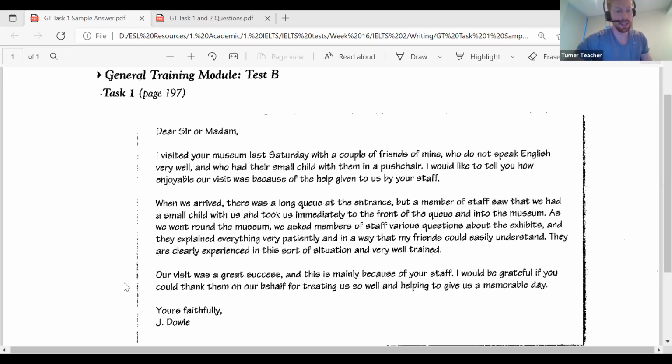Our visit was a great success, and this is mainly because of your staff. I will be grateful if you could thank them on our behalf for treating us so well and helping to give us a memorable day.